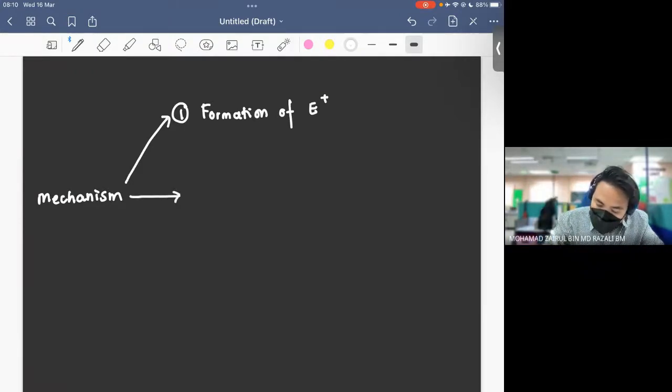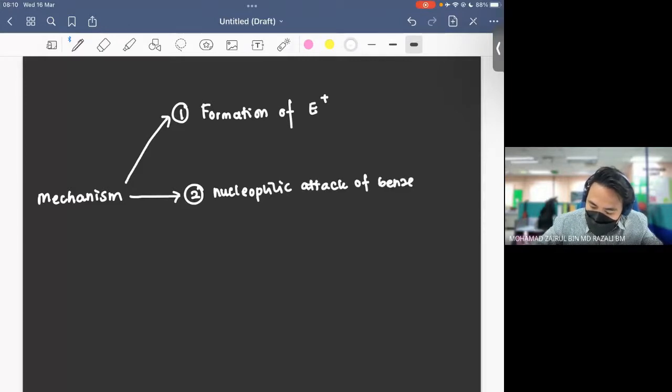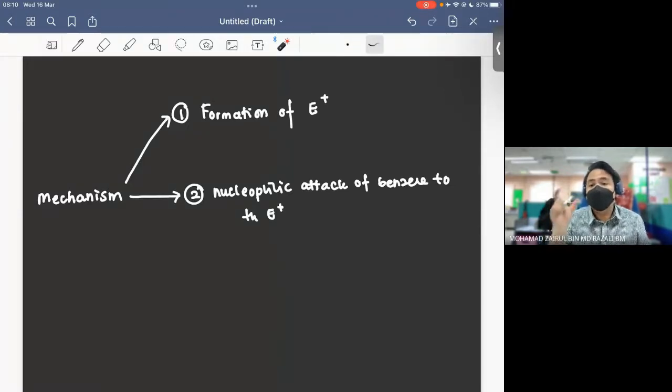Okay, so the second step during the mechanism is a nucleophilic attack. So nucleophilic attack of benzene to the electrophile tu. So maknanya the first step kita hasilkan electrophile. So once electrophile dah terhasil, nucleophilic attack benzene. Sebab benzene ni adalah nucleophile tau. Sebab apa? Dalam benzene tu kita ada 3 double bond. So maknanya dia ada banyak elektron. Sebab tu kita panggil benzene itu sendiri, we call it as a nucleophilic site. Sebab dia ada banyak elektron. So benzene ni dia akan attack electrophile terhasil during the first step.